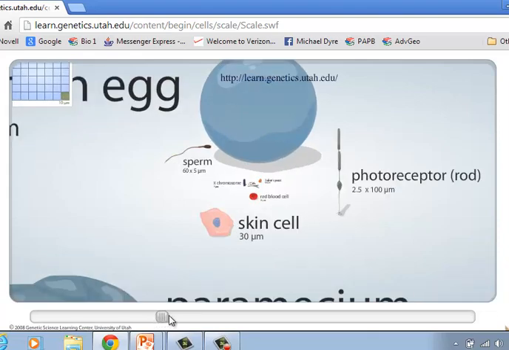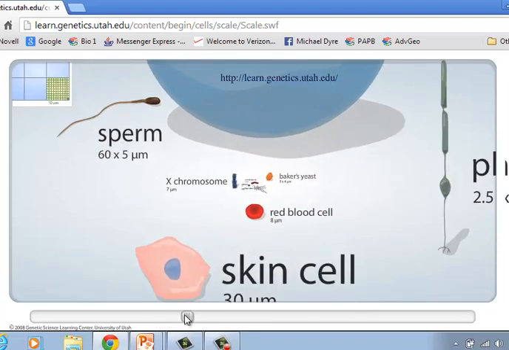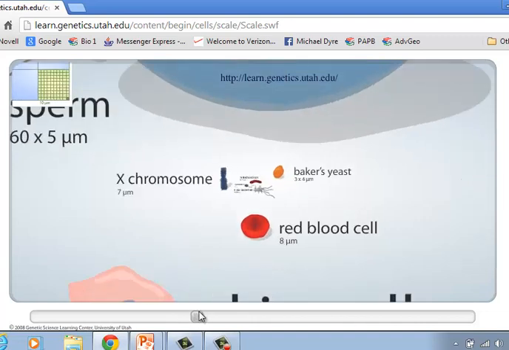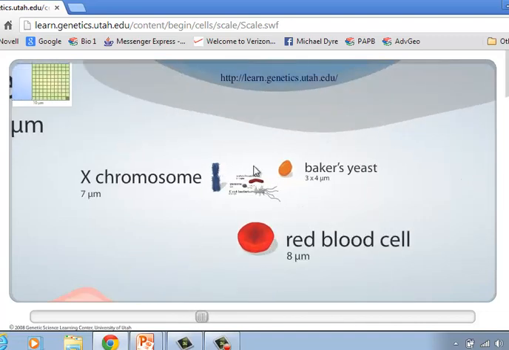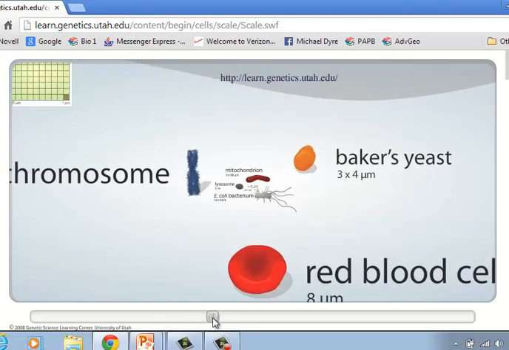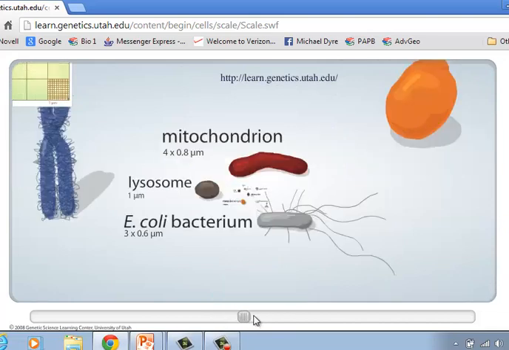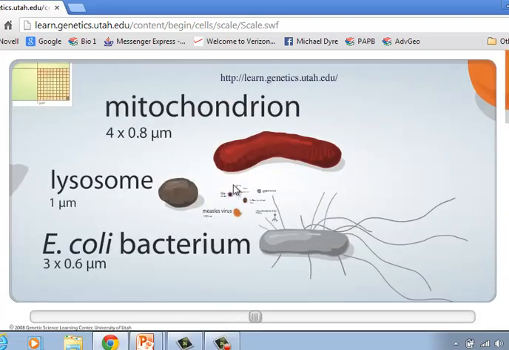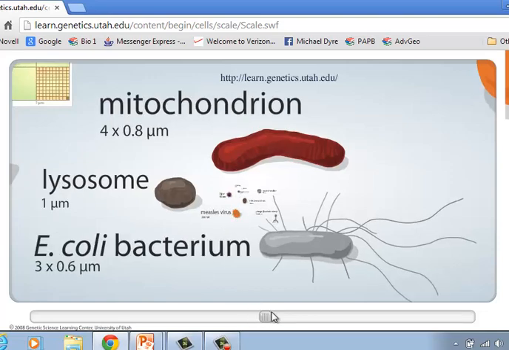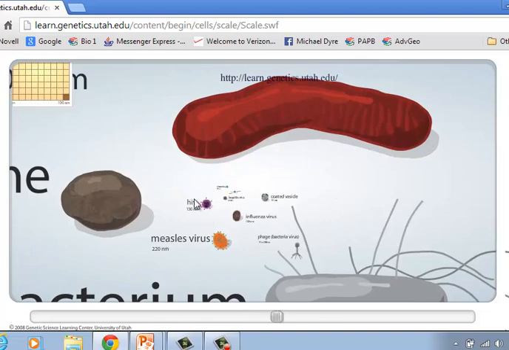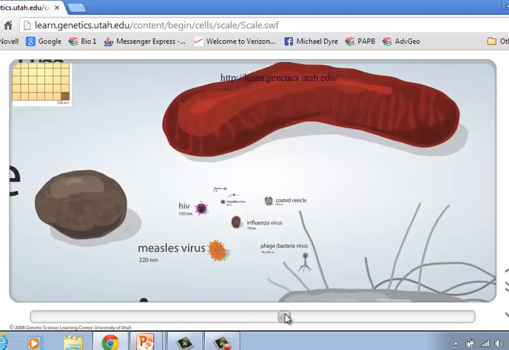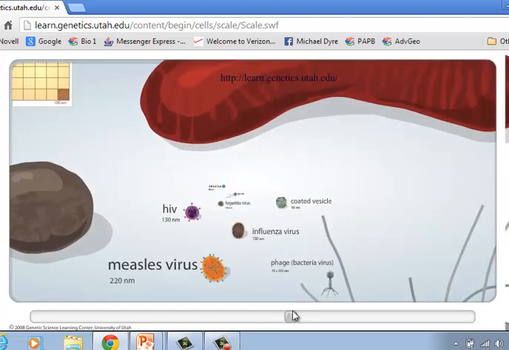And then we scroll in some more, and we get a red blood cell, Baker's yeast, X chromosome, which we're going to see split up in 6b. And then we actually have some other things that are in here, which we can't really see all that well. But if we zoom in a little bit farther, we can see an E. coli bacterium, a lysosome, mitochondria, and then we can see there's a measles virus, HIV virus, bacteria, and a phage. And this actually will go against bacteria and actually give them viral infections.